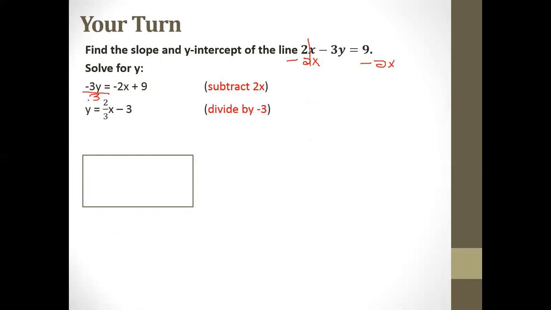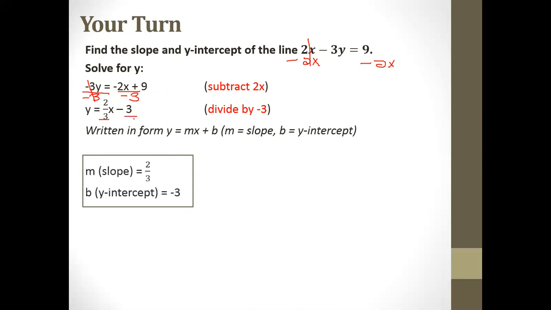Divide both sides of the equation by negative 3. The negative 3's will cancel, leaving y on the left side. And on the right side, negative 2x divided by negative 3 gives you positive 2/3 x, and 9 divided by negative 3 gives you negative 3. So we can see what our slope and our y-intercept are. Our slope is 2/3. Our y-intercept is negative 3.